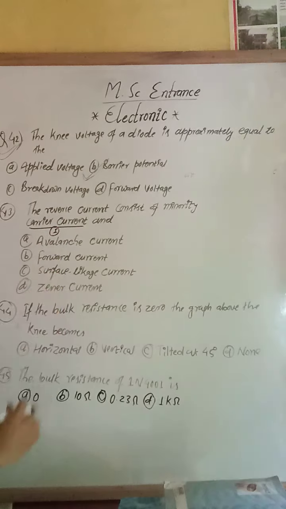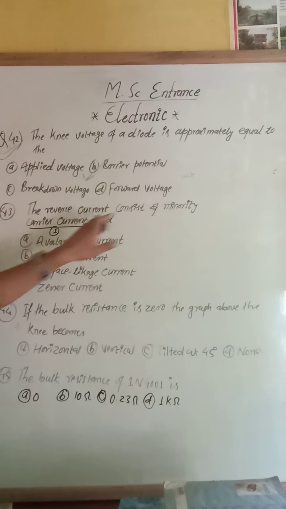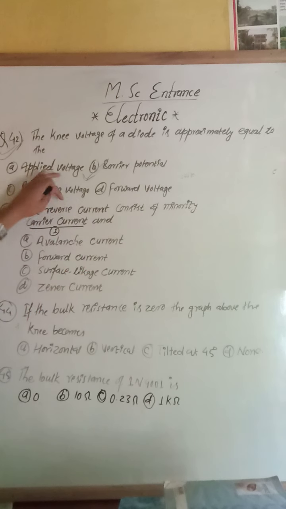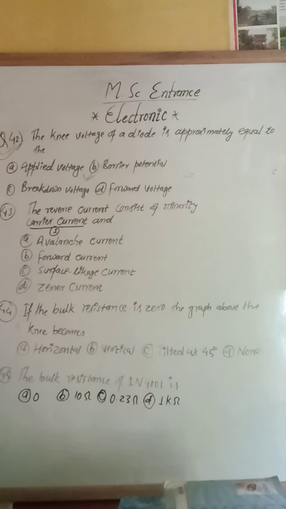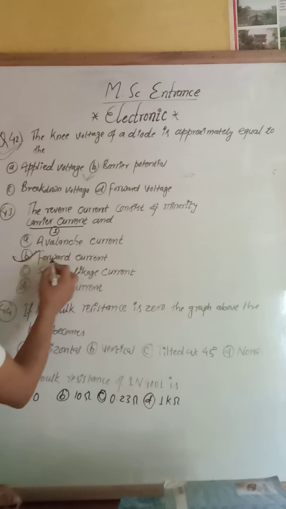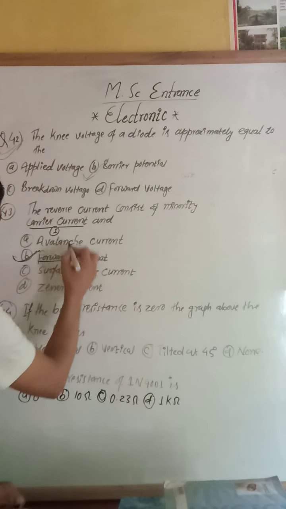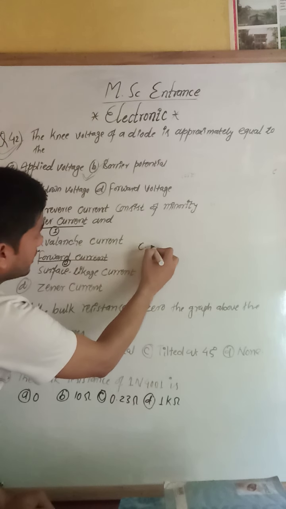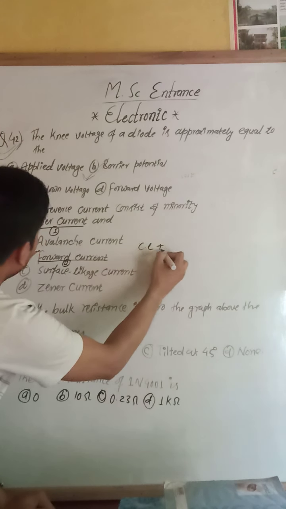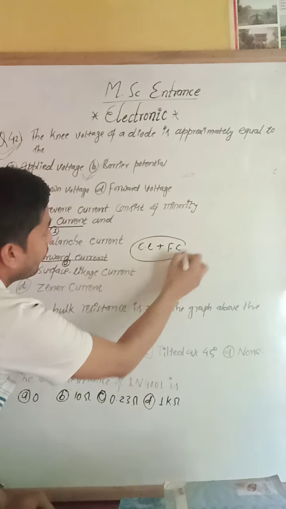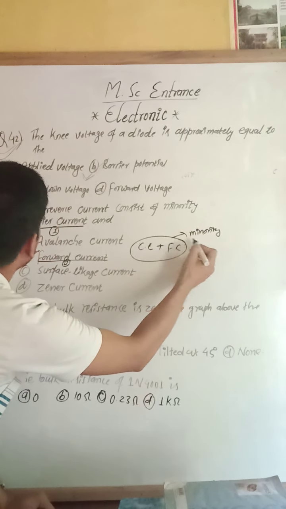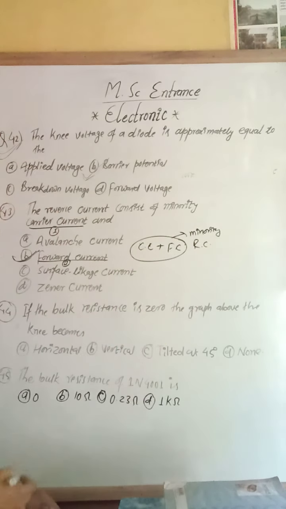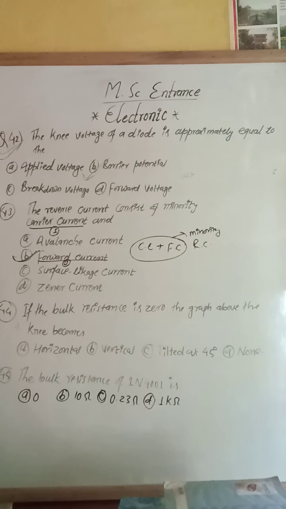One of the components of the reverse current is the minority carrier current. And the next one is our forward current. This is our first and this is our second. Minority carrier current plus forward current always gives our reverse current.